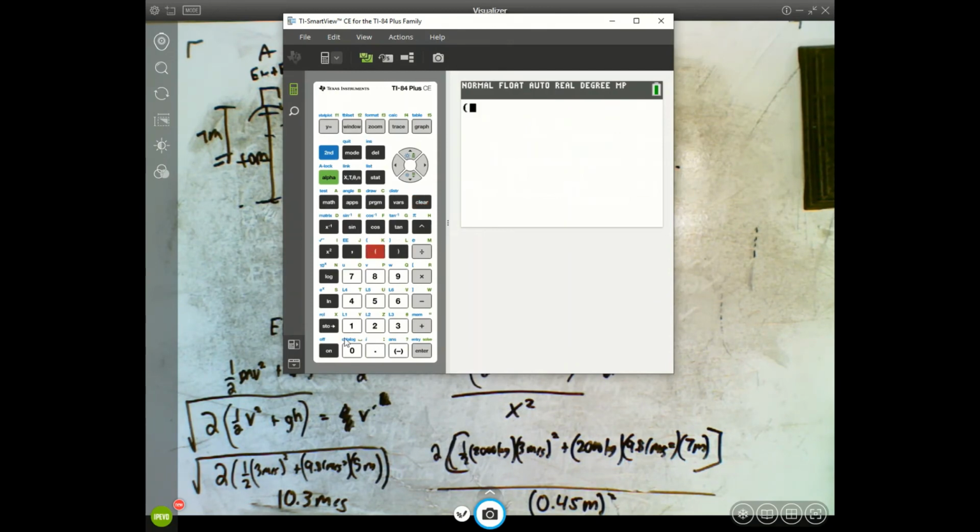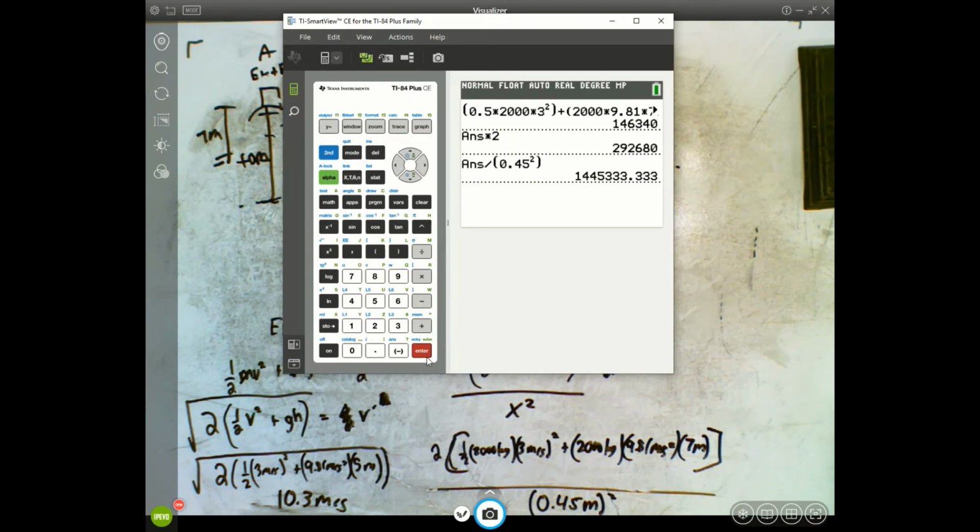So I'm going to go 1/2 times 2,000 times 3 squared, and I'm going to add that to 2,000 times 9.81 times 7 meters above our reference point. Okay, I want to multiply that by 2, and I want to divide it by 0.45 squared, and that's our spring constant. So it's a big spring constant because it's got to stop that roller coaster.